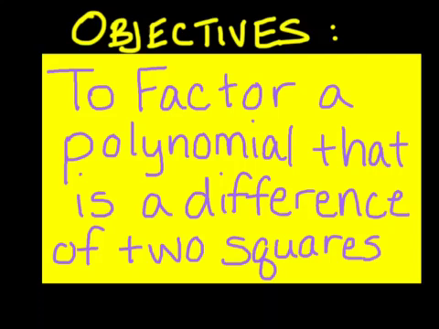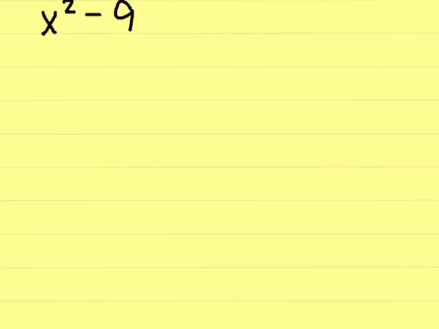The objective for today is to factor a polynomial that is the difference of two squares. We have x squared minus 9. This is a binomial. It's going to factor into two different quantities. Okay? It's going to be basically the square roots. If you remember your square roots, you should be alright.